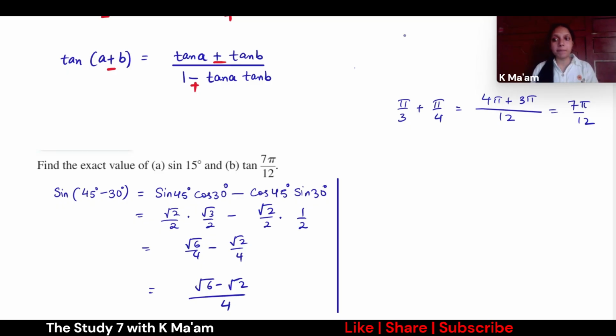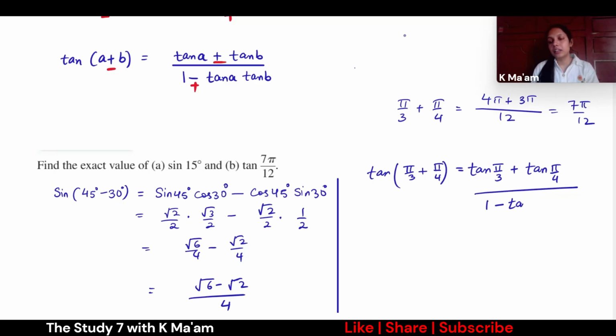You have to use the sum formula for tan. Tan of pi by 3 plus pi by 4. According to the formula, tan of pi by 3 plus tan of pi by 4 over 1 minus tan of pi by 3 times tan of pi by 4. What is tan pi by 4? 1. Tan pi by 3? It's root 3. Root 3 plus 1 over 1 minus square root 3.